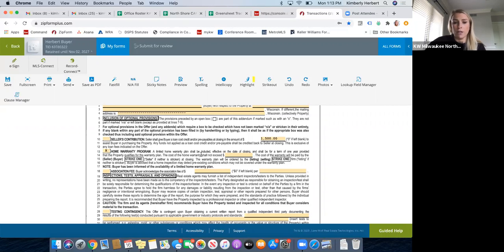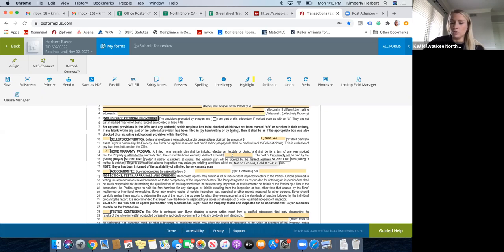It states that it shall be included effective on the date of closing. So that's what warranties are, typically 1 year. And it even states shall be for a term of 1 year, provided that the property qualifies for the warranty plan. The cost of the home warranty shall not exceed blank.